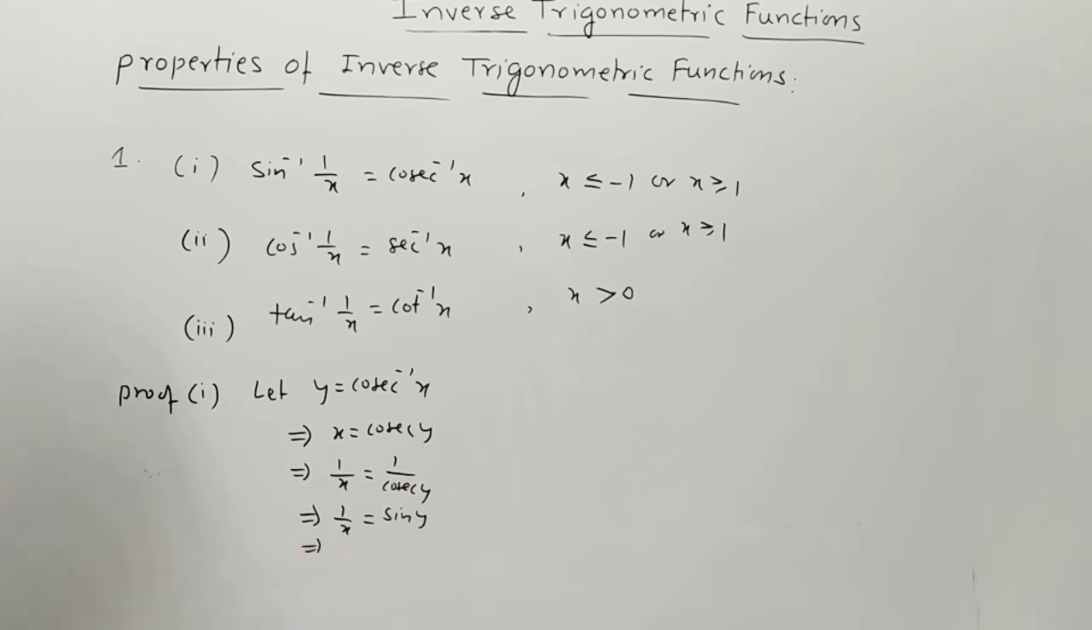This implies sin inverse of 1 by x is equal to y. So we have taken y is equal to cosec inverse x, and we have proved y is equal to sin inverse of 1 by x. Therefore, sin inverse of 1 by x is equal to cosec inverse of x.